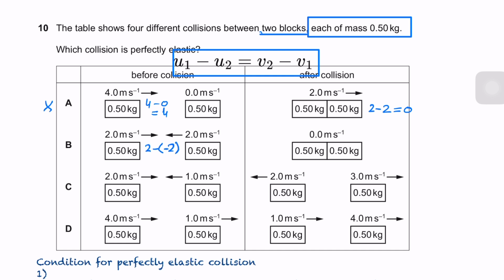Look at B. 2 minus minus 2. Why opposite sign? Why the minus sign? That is because of the opposite direction, as you can see from the arrows. On the other side, it is 0 again, so they are not equal. So the collision is inelastic.